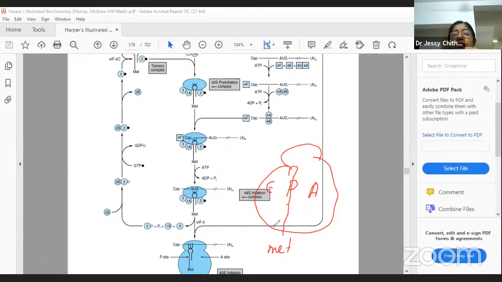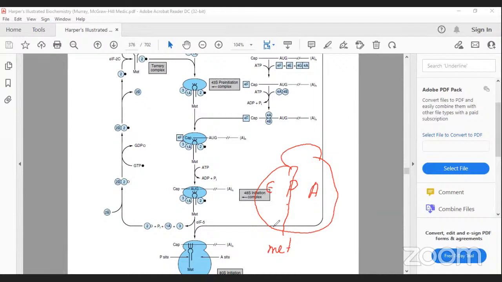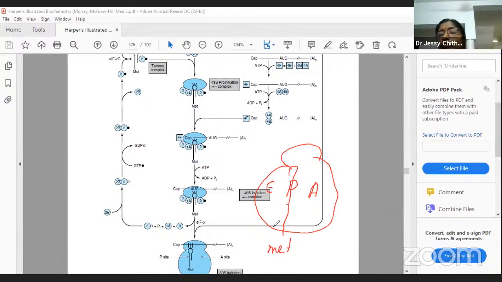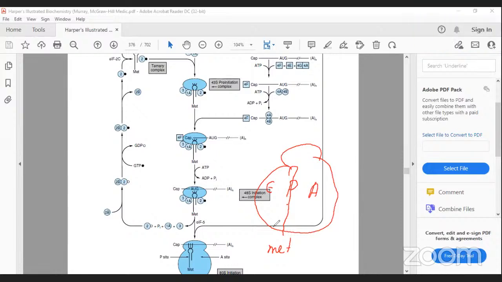I think we have covered up to this much. Hope most of you have taken down the figure. Have you drawn it? Yes, ma'am. Yes.